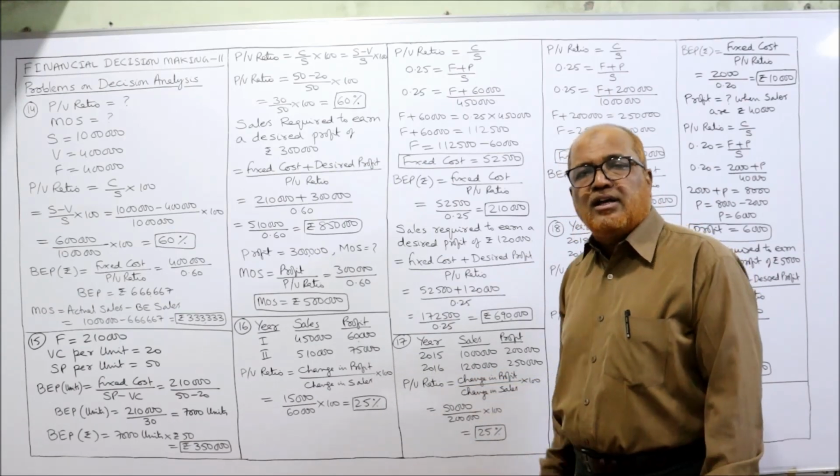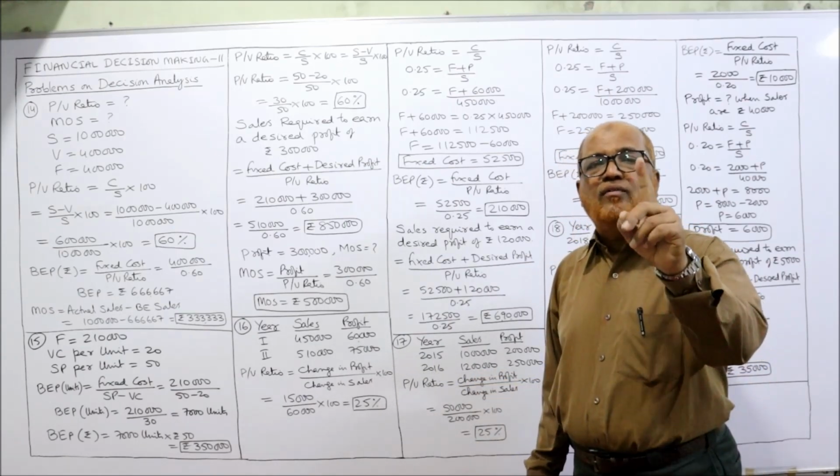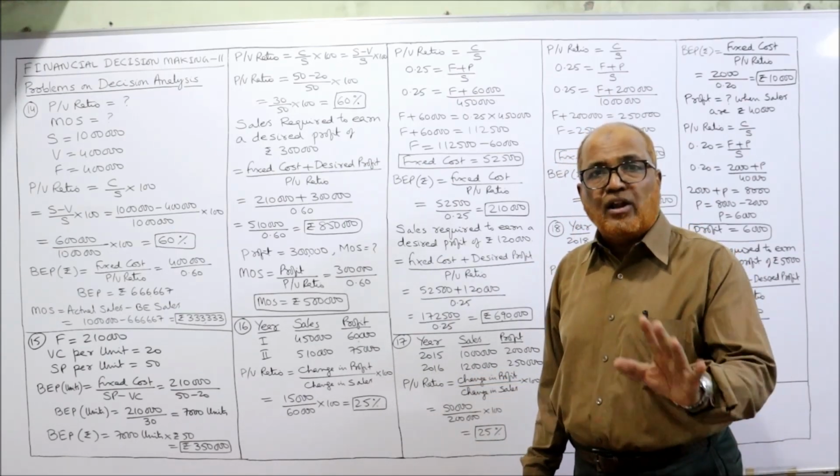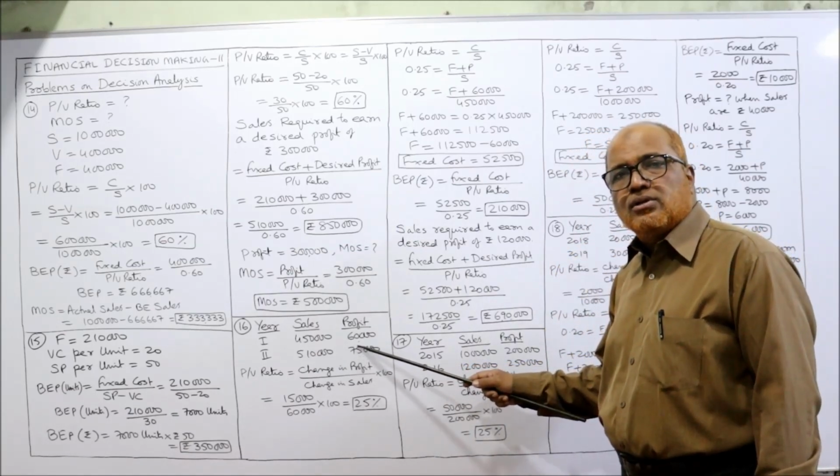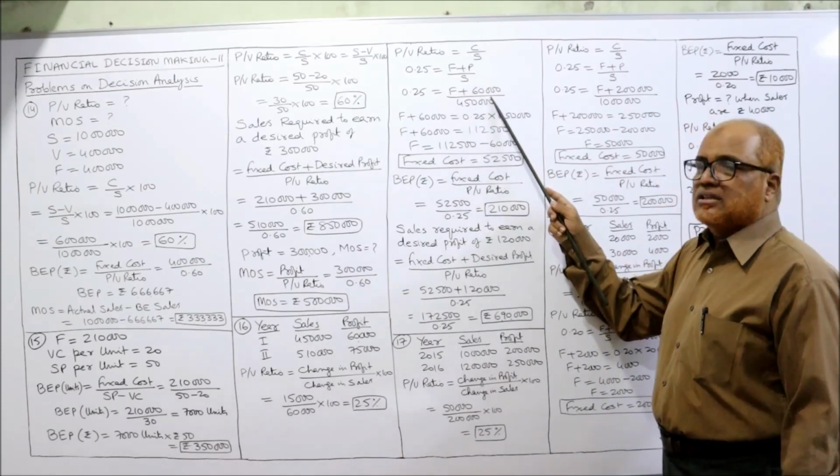Last year profit and current year profit. Take any one of the year's profit. Let the first year we will take. The first year profit is 60,000. So in place of P, I am writing 60,000.